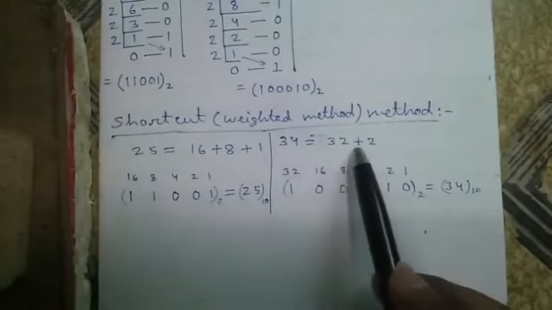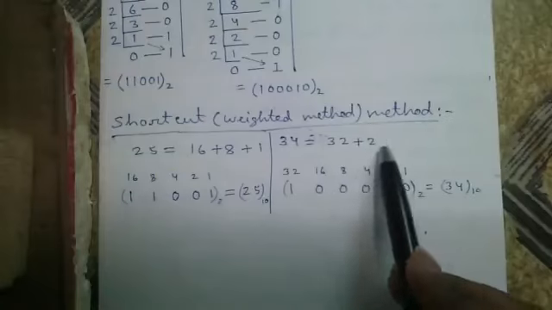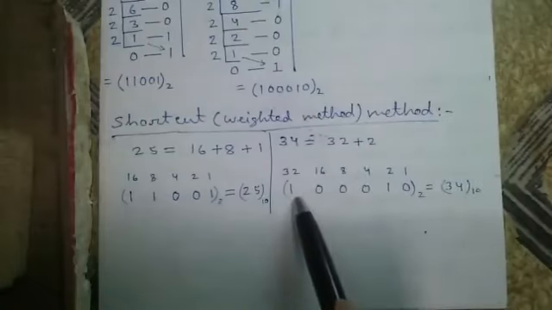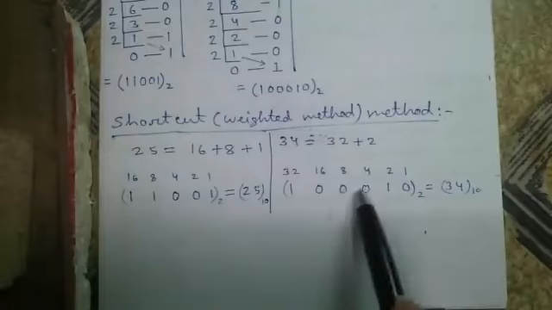For 34, we need 32 and 2 from this, so we will write 1 below 32 and 1 below 2. Below the other numbers write 0, it becomes 100010. Isn't it easy?